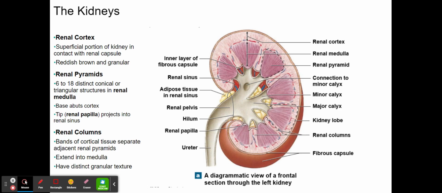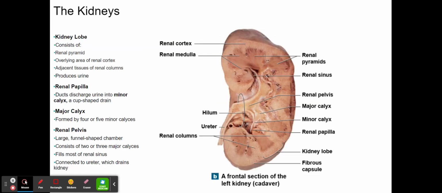Bands of cortical tissue called renal columns extend into the medulla and separate adjacent renal pyramids. The columns have a distinctly granular texture similar to that of the cortex. A kidney lobe consists of a renal pyramid, the overlying area of renal cortex, and the adjacent tissues of the renal columns. Urine is produced in the kidney lobes.